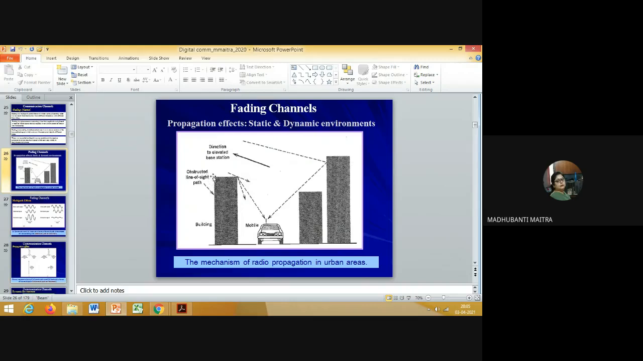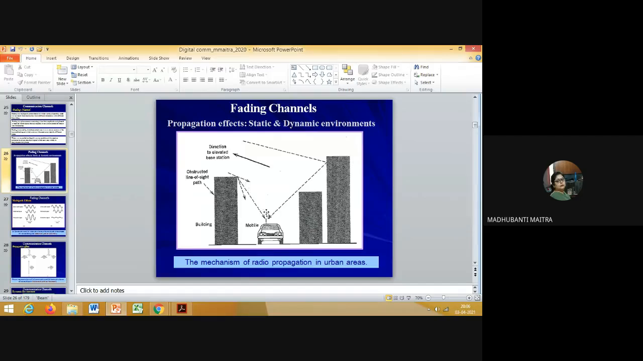Just think of your handsets, or of the wireless communication that you enjoy on your mobile sets. If somewhere over here there is a tower, and the tower is transmitting the signal meant for this receiver, the signal from the tower can be received by this mobile unit through different paths.